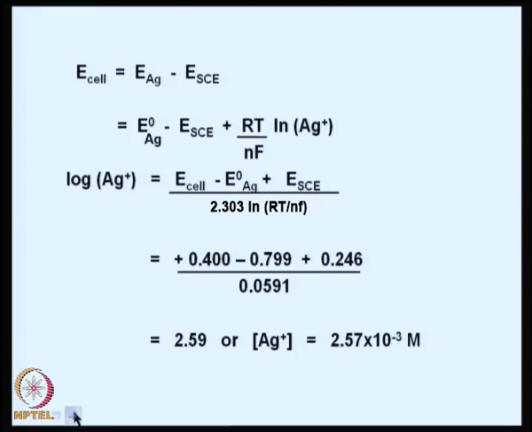Just by measuring the potential, now that we are putting in all the thermodynamic equations, we are able to calculate how much silver is there in the solution. That is the beauty of potentiometry. You measure the potential, you can straight away calculate the concentrations of silver, silver chloride, both of them. But actually, what you are measuring is the activity.